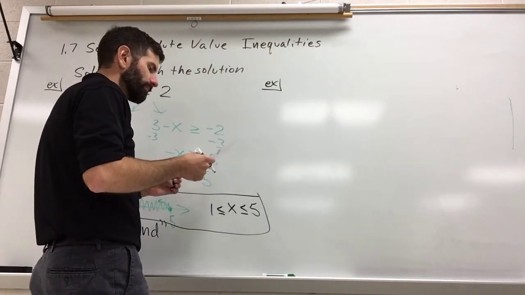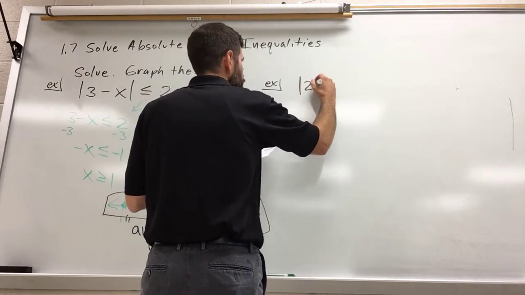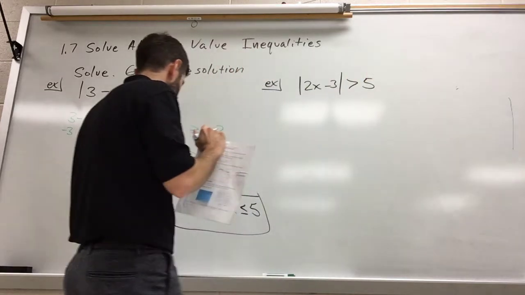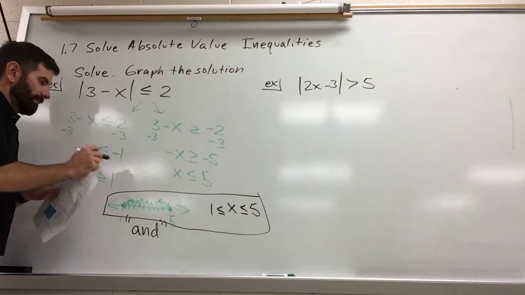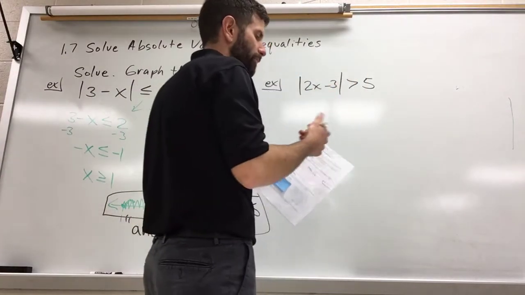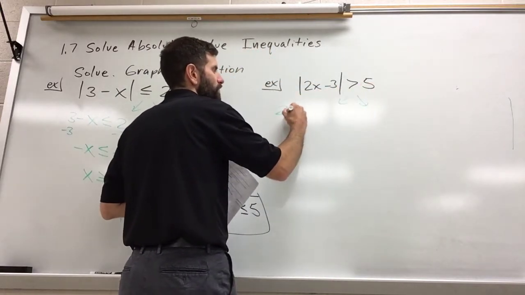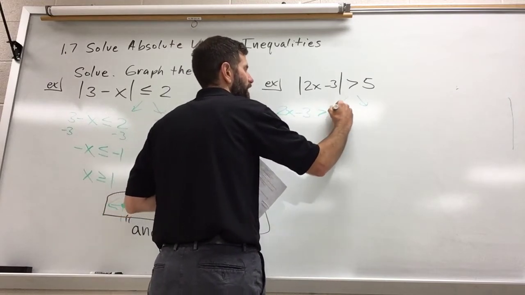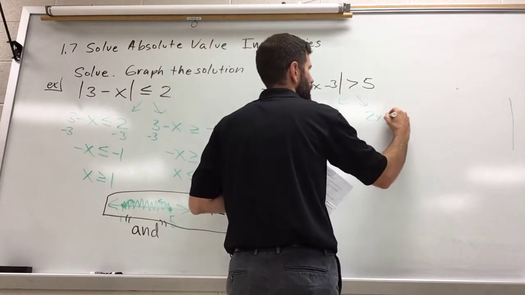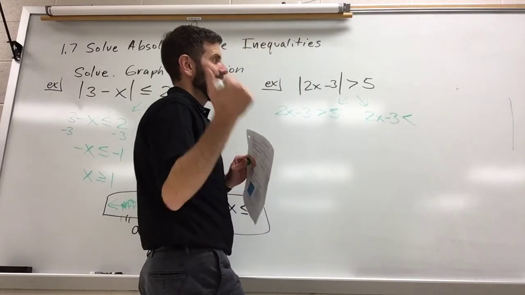For our next example, let's do absolute value of 2x minus 3 is greater than 5. Because the absolute value bracket is alone by itself, we're ready to write two inequalities. One's going to consist of 2x minus 3 is greater than 5. The other is going to consist of 2x minus 3 is less than what? Negative 5.